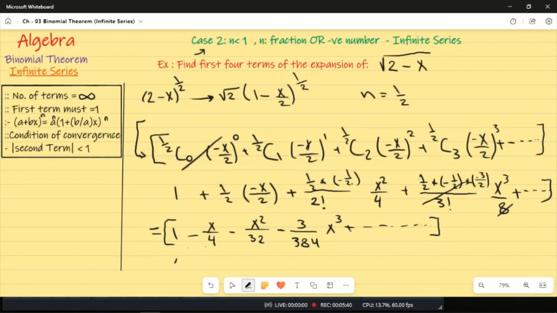Just write the condition of convergence. Here we have absolute x less than 2. So the domain of x values is between -2 and 2.